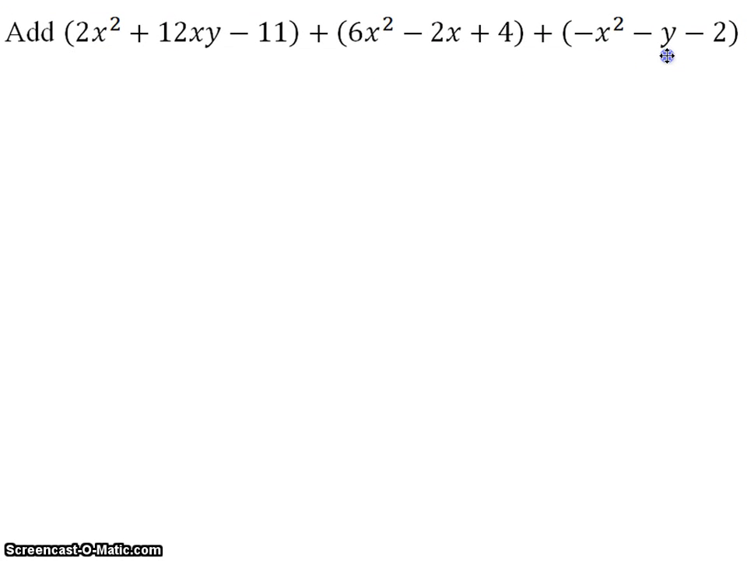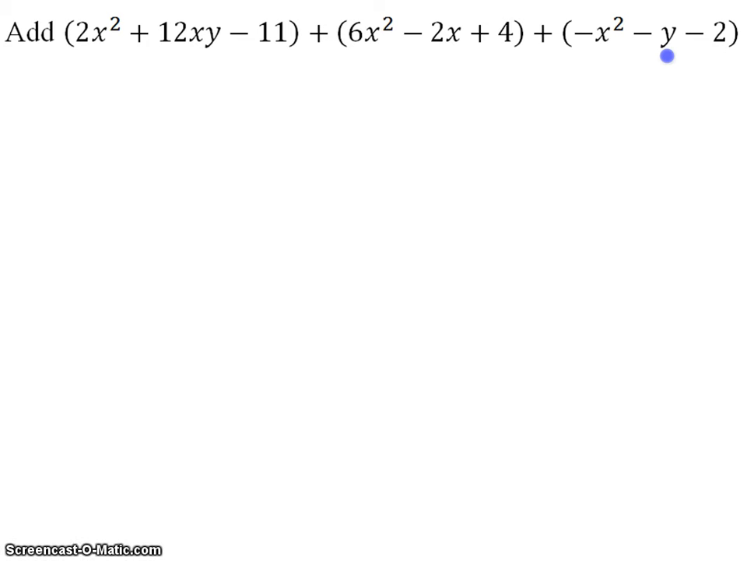We have actually three polynomials that we are adding together. There are three trinomials: 2x squared plus 12xy minus 11, and 6x squared minus 2x plus 4, plus negative x squared minus y minus 2.